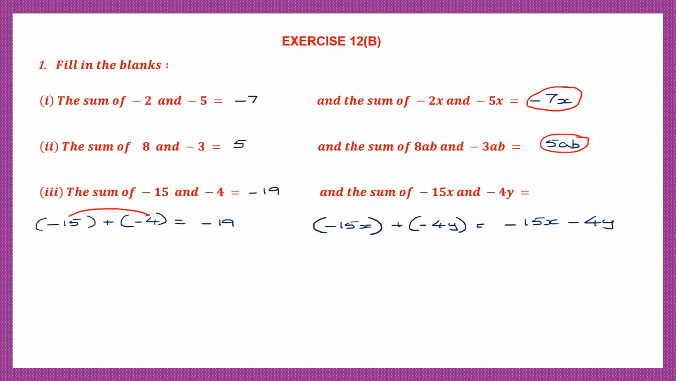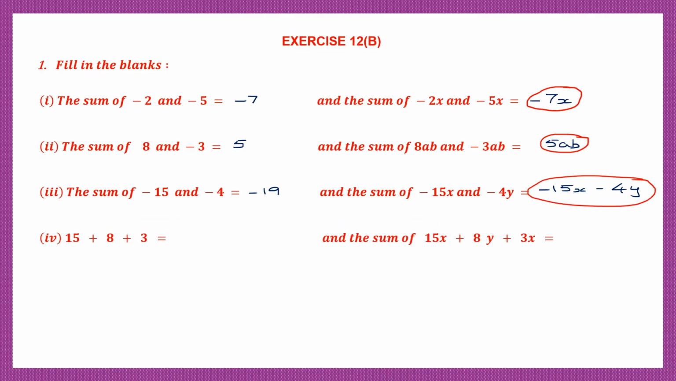So our answer will simply be -15x -4y. So when you have a plus sign before a bracket, you can write the same integer as it is. So this will be -4y, and this is our answer. Let's write it here. -15x, -4y.